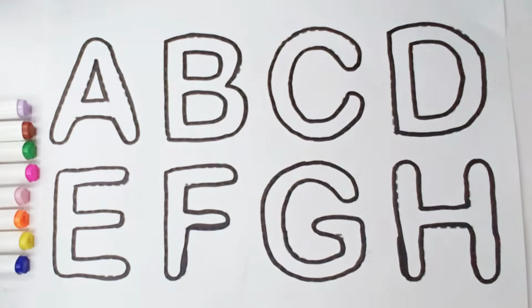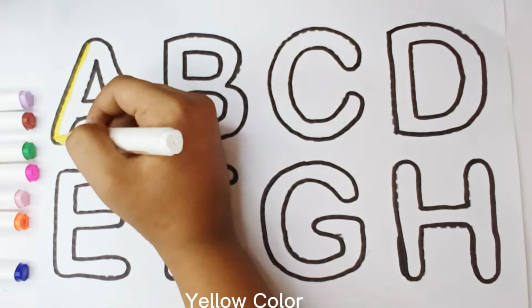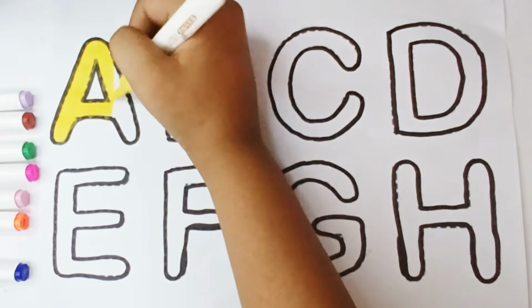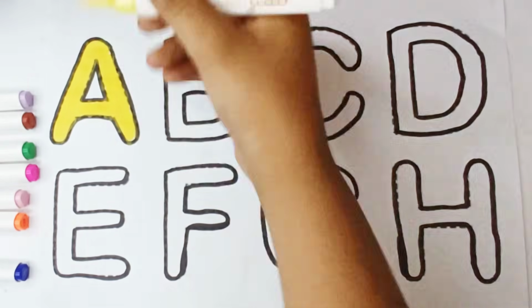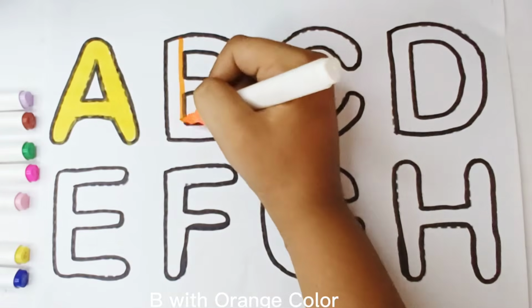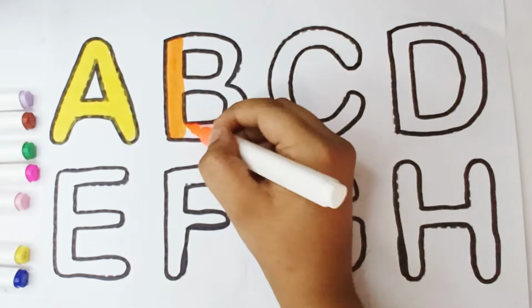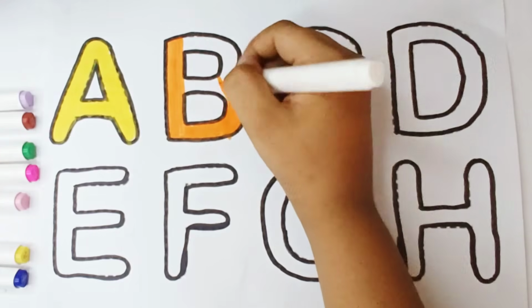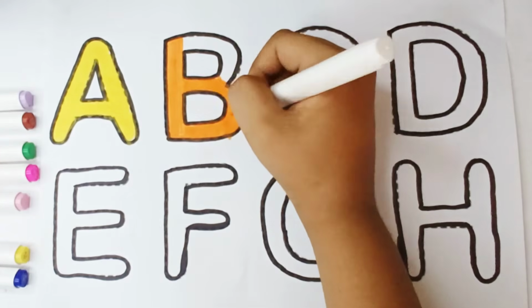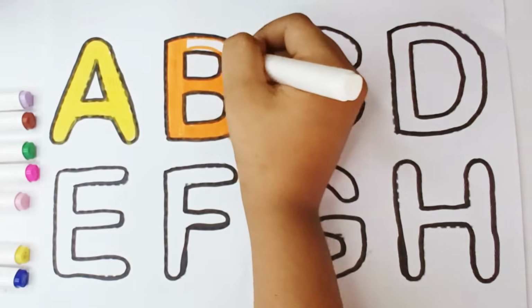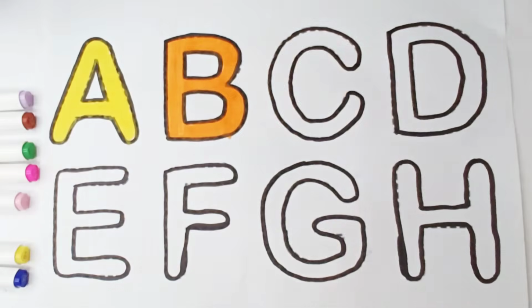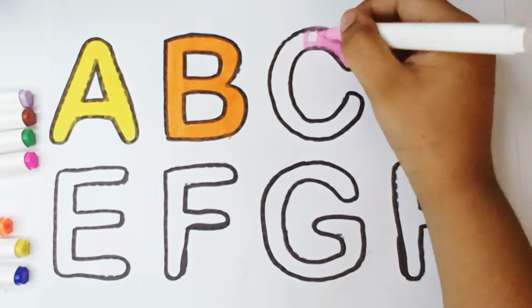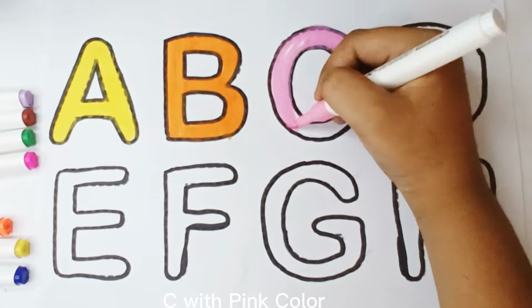Let's start coloring. Yellow color. B with orange color. C. C with pink color.